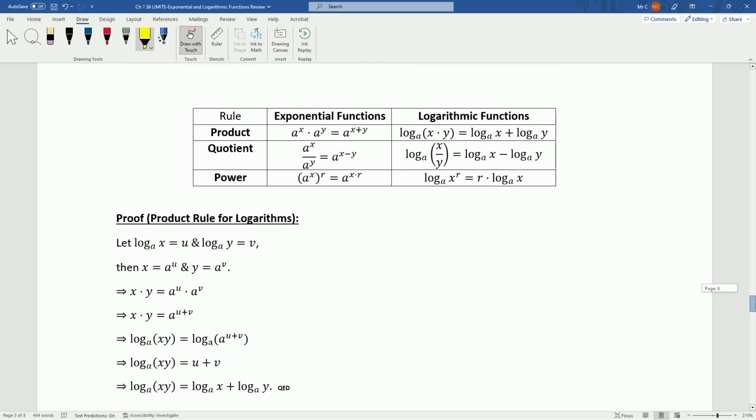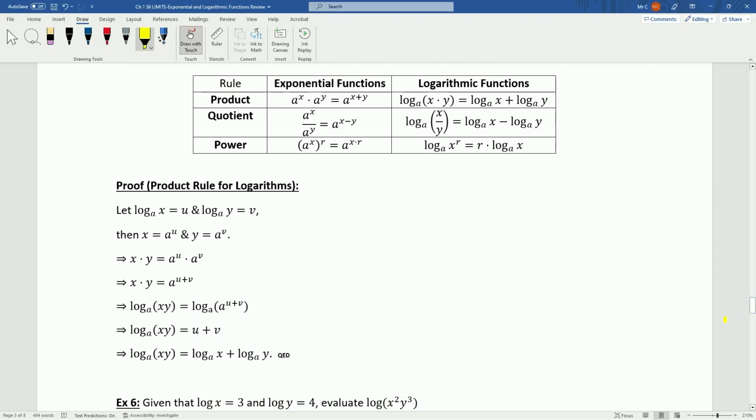Okay, so the last main topic we're going to touch on in this review video is logarithmic rules, or rules of logarithms, in particular the product, quotient, and power rules.